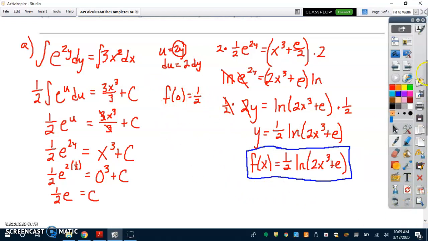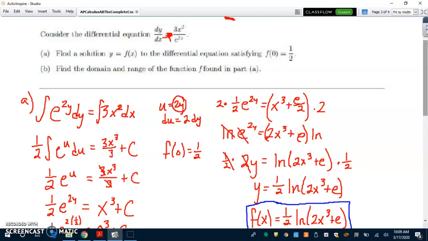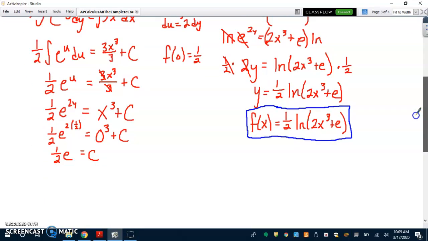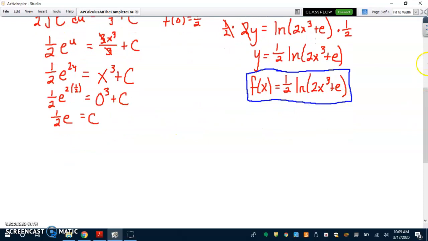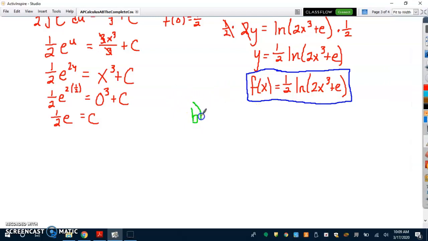If we scroll back up, we see that there was a letter B. Letter B said find the domain and range of the function found in part A. So we've got to analyze this function just a little bit. I'll put this in green here. So this is letter B. We've got a function here, natural log.